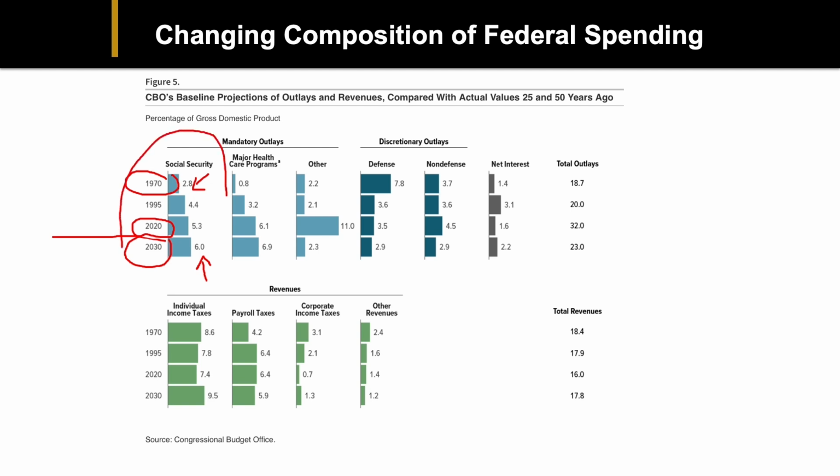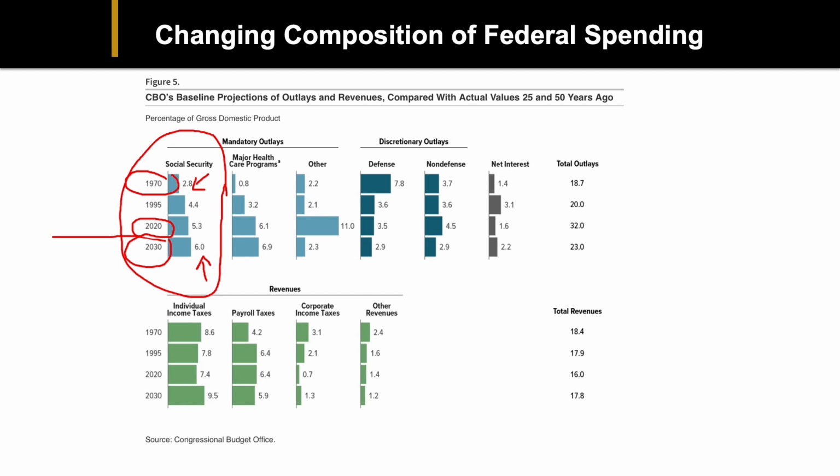That, of course, reflects mandatory spending for the older population. So this is a reflection primarily of the aging population. A larger share of the U.S. population now is 65 or above and eligible for Social Security.